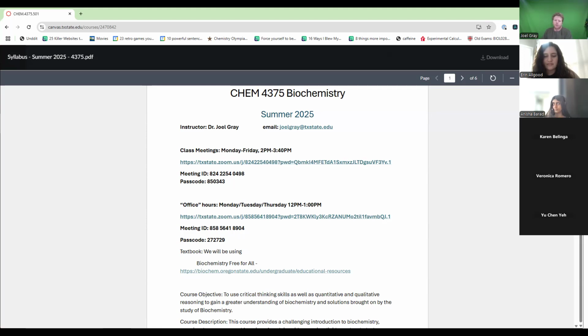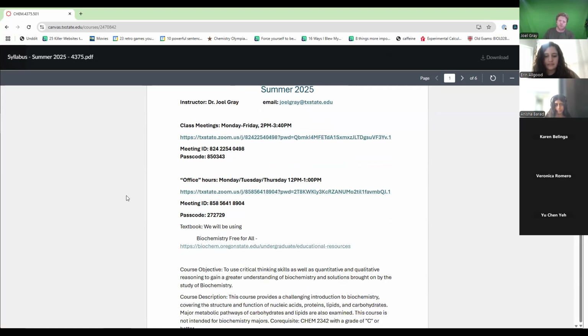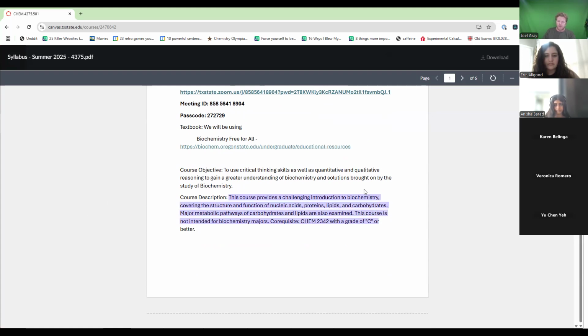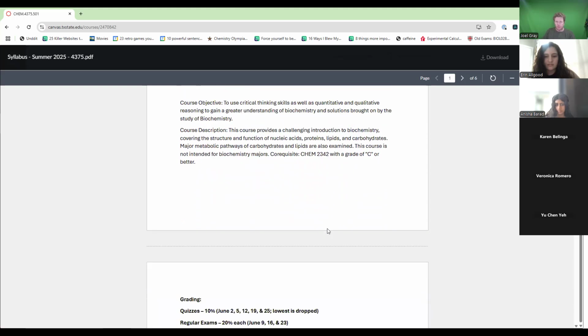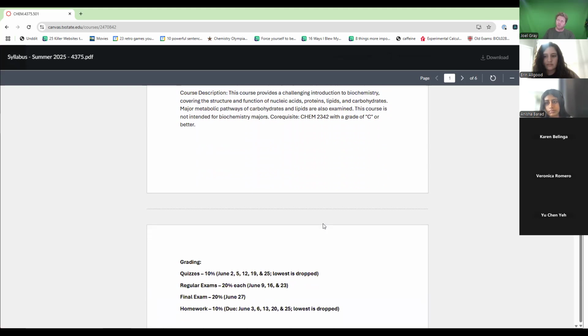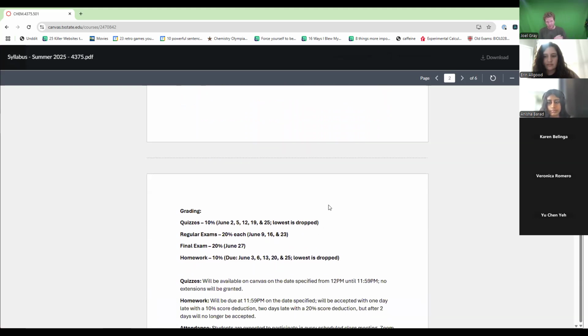Course objective: to use critical thinking skills as well as quantitative and qualitative reasoning to gain a greater understanding of biochemistry and solutions brought on by the study of biochemistry. Our course description provides a challenging introduction to biochemistry covering the structure and function of nucleic acids, proteins, lipids, and carbohydrates. Major metabolic pathways of carbohydrates and lipids are also going to be examined. This course is not intended for biochemistry majors. Heard that before. And you've got the co-requisite of Organic 2. Chances are, well, I don't know if Organic 2 is being offered right now. That probably doesn't apply for anyone in this class.